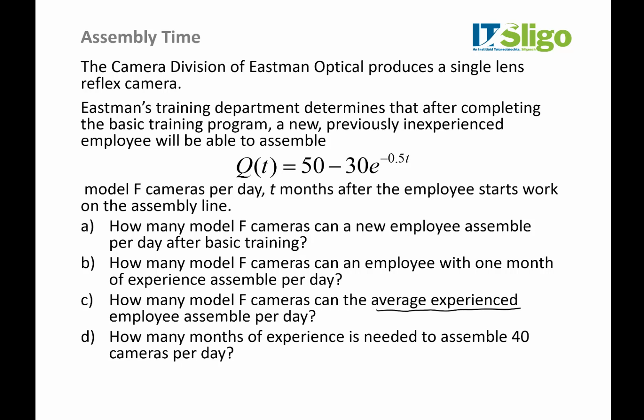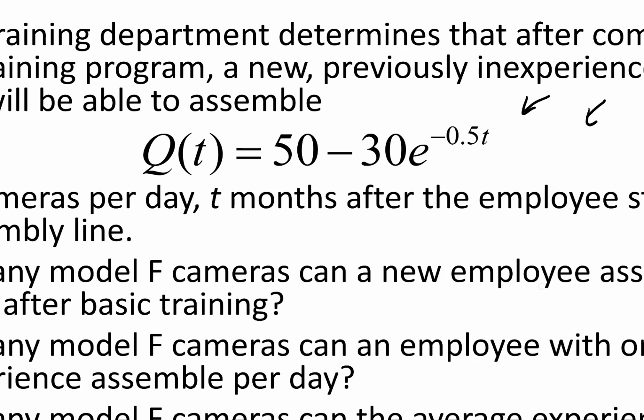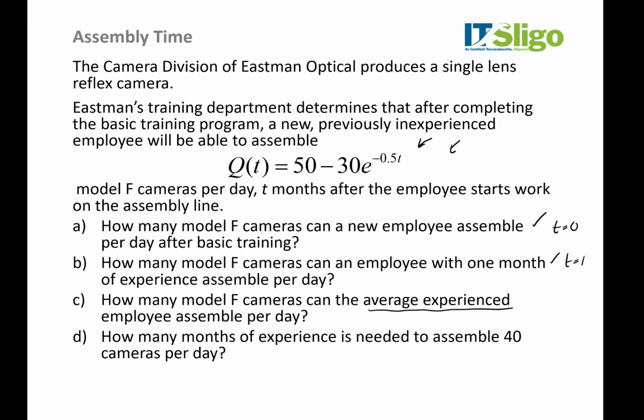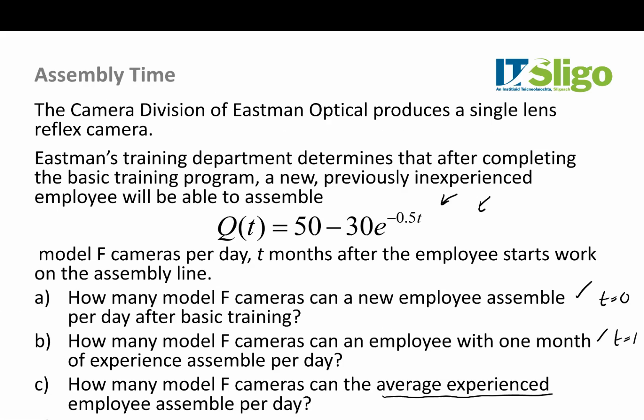So these two are fairly easy, guys. We'll take a look. What we'll do is we'll just let t equal 0 for the first one. And then we let t equal 1. Feed those into our function and we see what happens to Q. For part C, what we're going to do is just going, well, what does experienced mean? So we'll take a look.